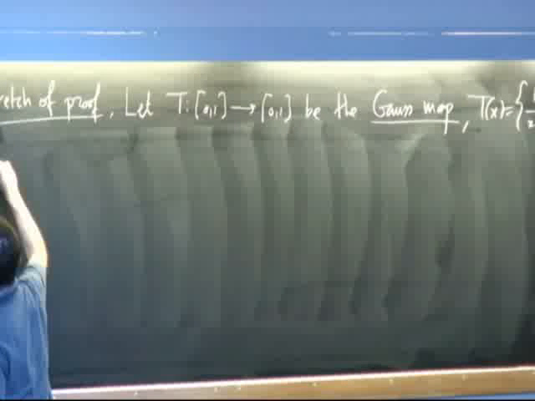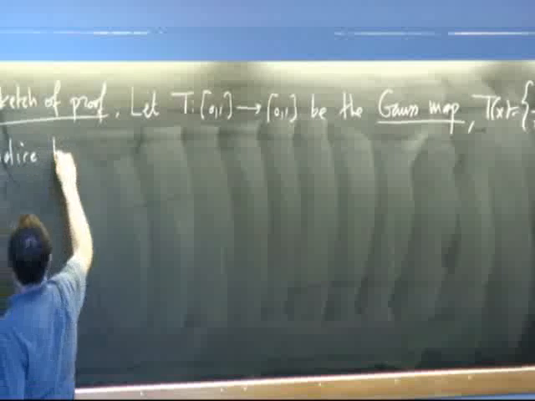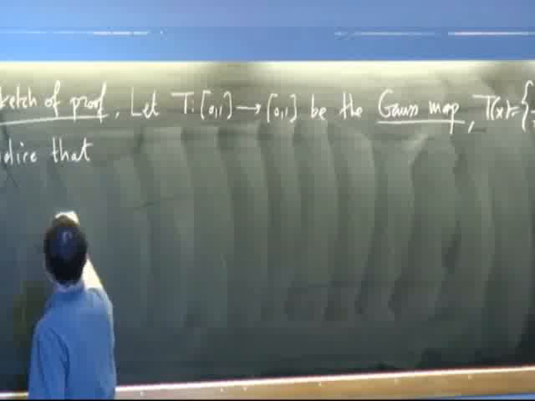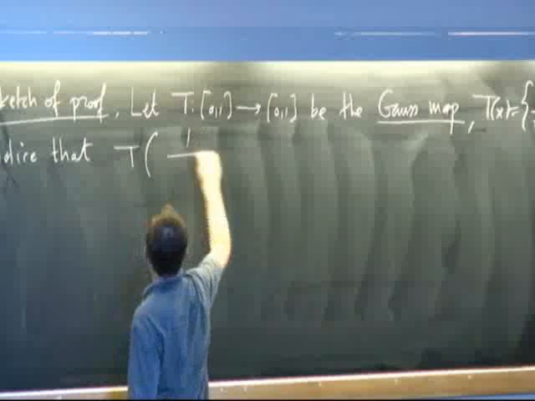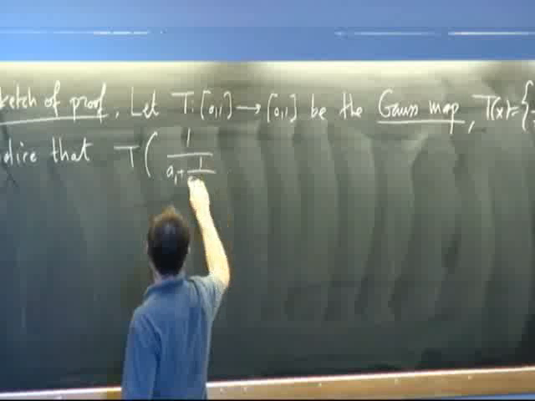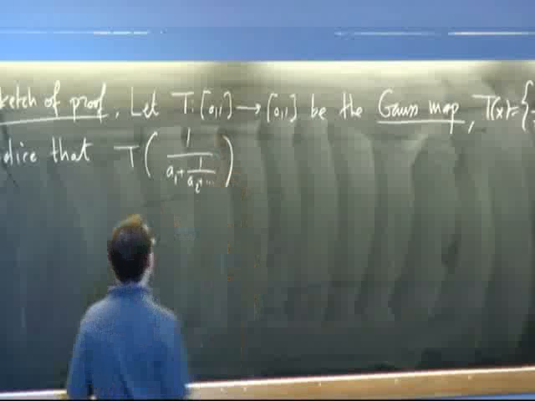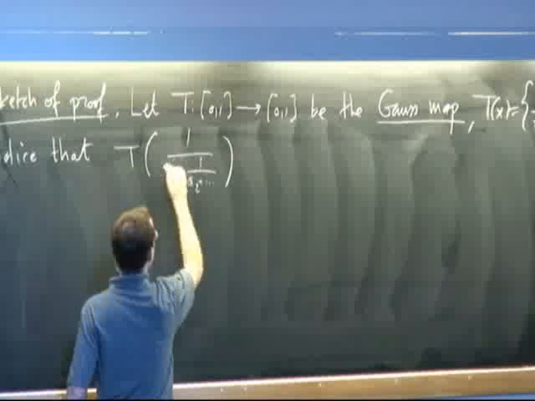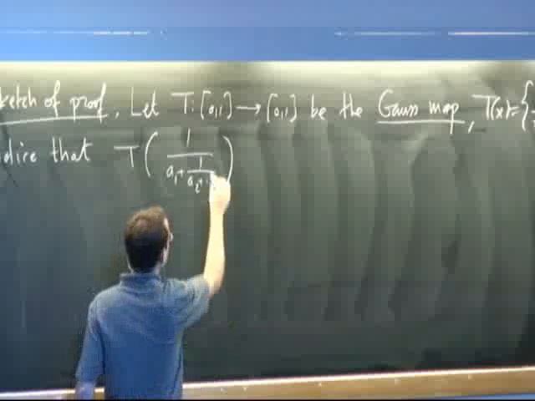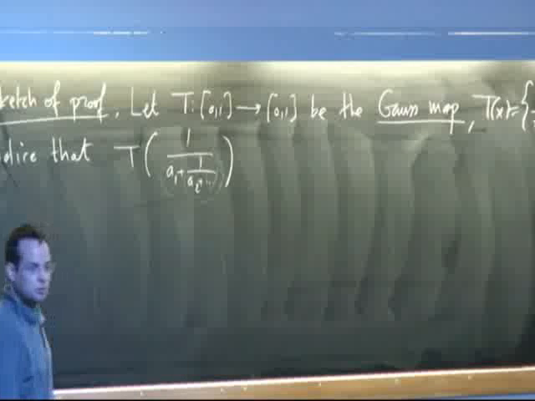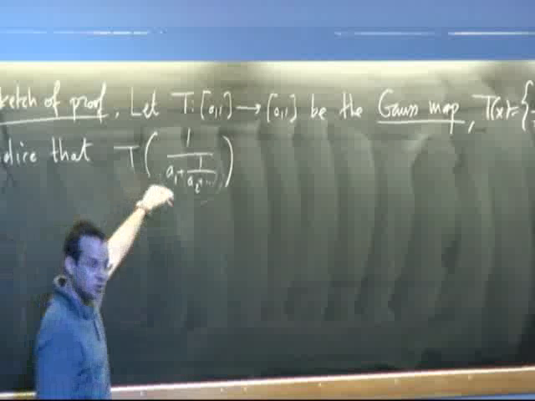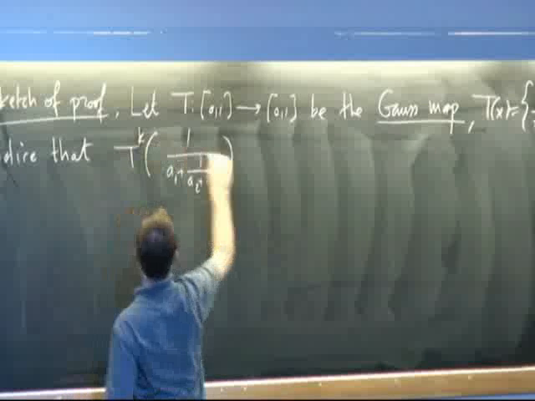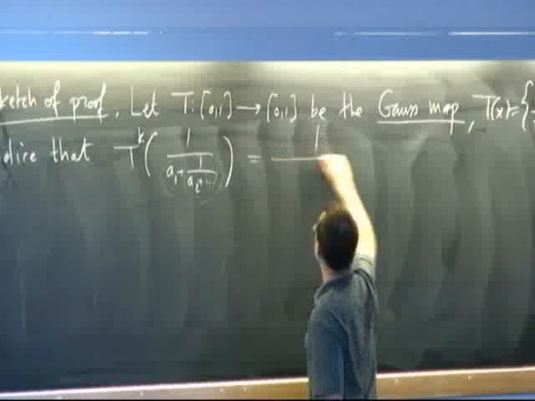So notice that T of 1 over A1 plus 1 over A2 and so on, what happens? You take 1 over and then you get this. Then you take the fractional part, you get this. So the effect of the Gauss map is to remove the first digit. If you do it k times, you get the kth digit.